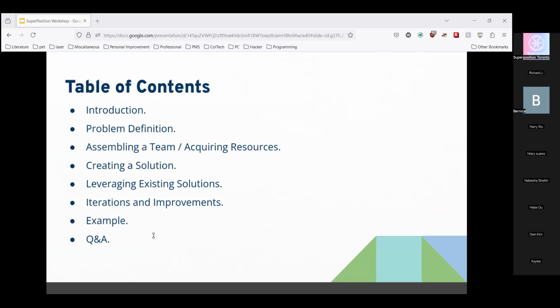So the steps for today, I'll be going over just a quick introduction about myself, and then I'll go over what I consider the core steps when engineering a solution, which are the problem definition, acquiring resources, creating the solution, iterations and improvements. We can go over an example from start to finish, and this is roughly the order of the solution lifecycle, but there's some overlaps and double backs and stages that don't have to be done in this order. It's not a problem.